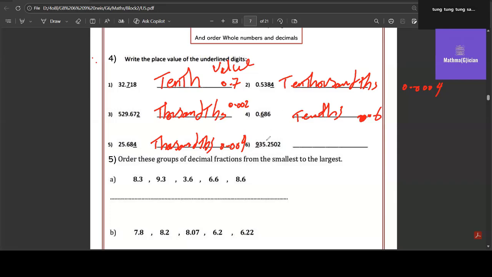135.2502. So we have 900, which is in the hundreds place. That's it, 900.